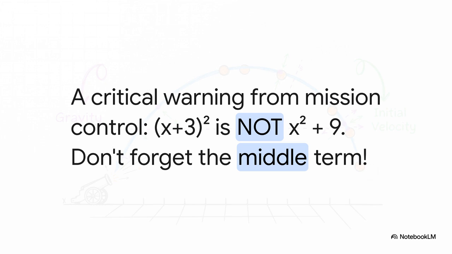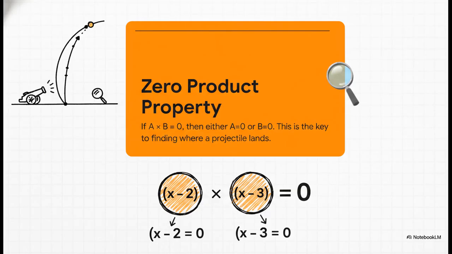The real answer is x squared plus 6x plus 9. Do not forget that middle term. And our final tool is the zero product property. And honestly, this is the whole secret to finding out where our projectile is going to land. It's just common sense, really.